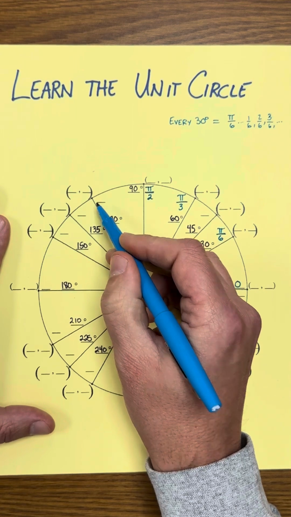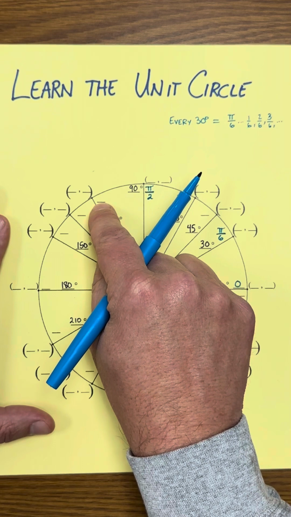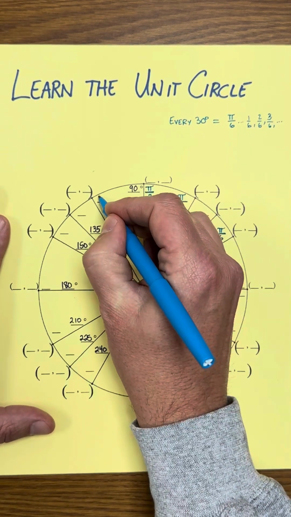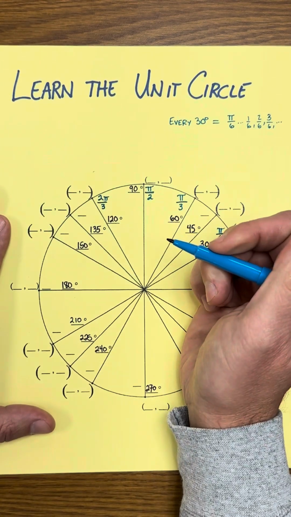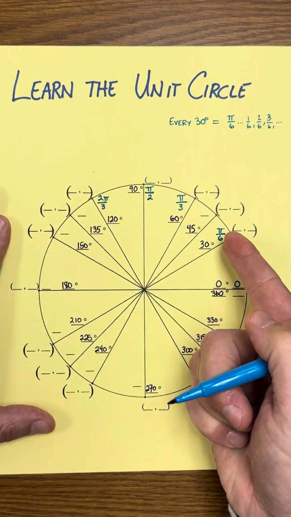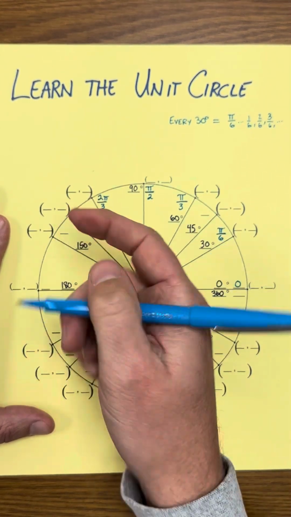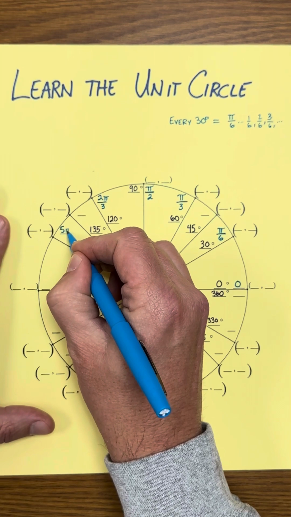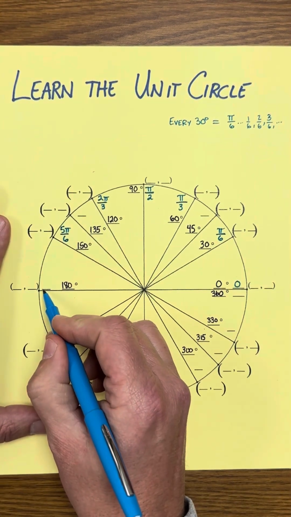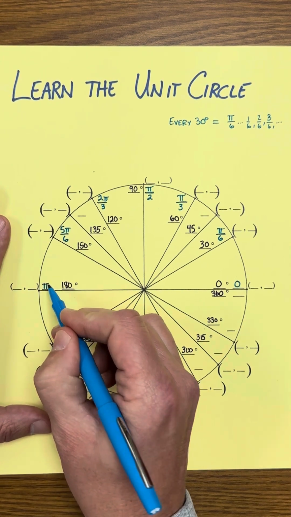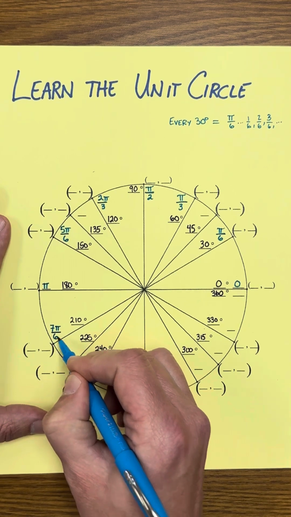The next 30 degree line, so we had 1/6, 2/6, 3/6. This is going to be 4/6. 4/6 reduces to 2 pi over 3. After that, so let's count again. 1, 2, 3, 4. The next line is 5 pi over 6, which doesn't have any reducing. After 5 comes 6 pi over 6, which is just pi. After 6 comes 7 pi over 6.